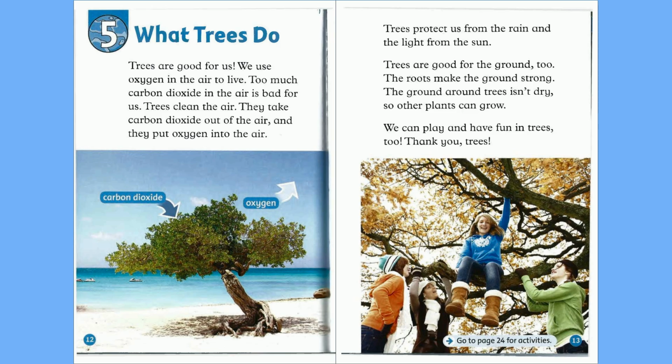Chapter 5. What trees do. Trees are good for us. We use oxygen in the air to live. Too much carbon dioxide in the air is bad for us. Trees clean the air. They take carbon dioxide out of the air, and they put oxygen into the air.